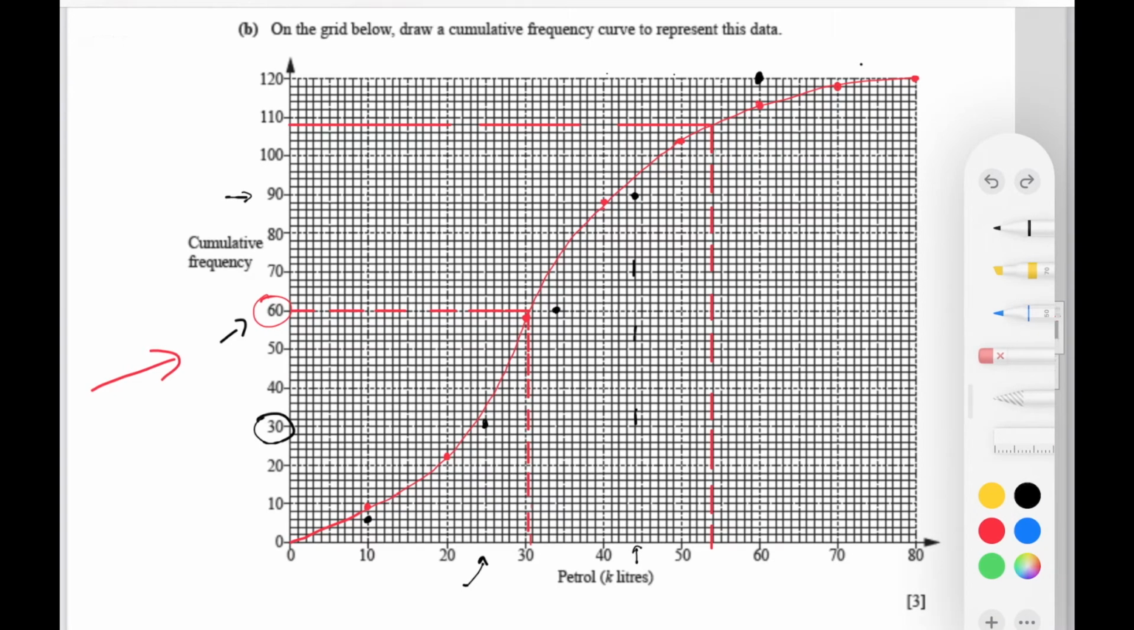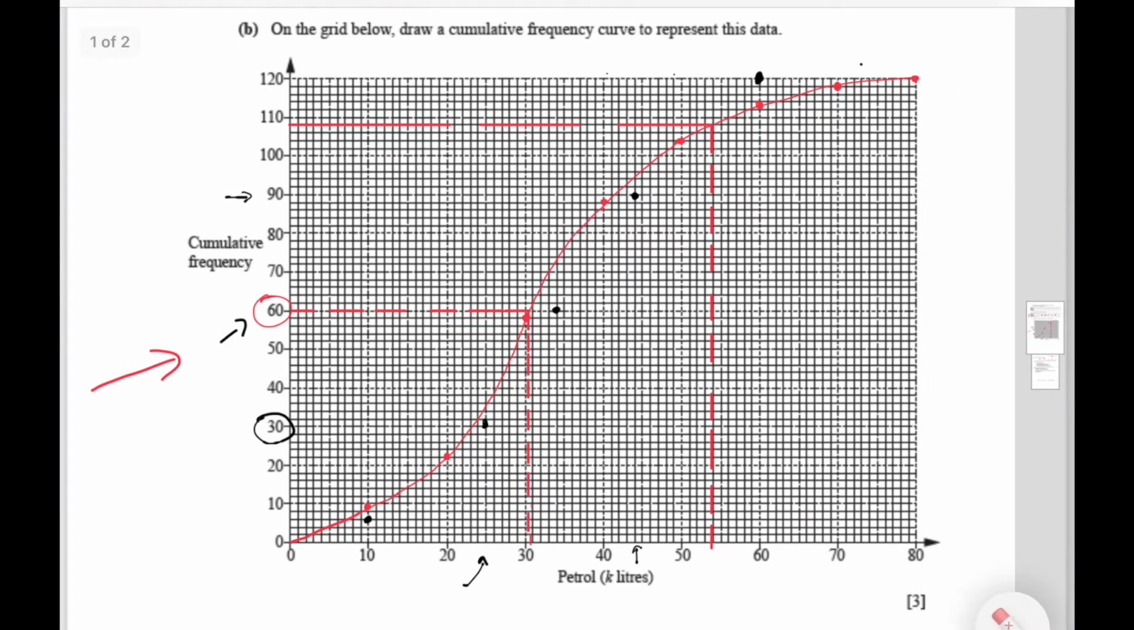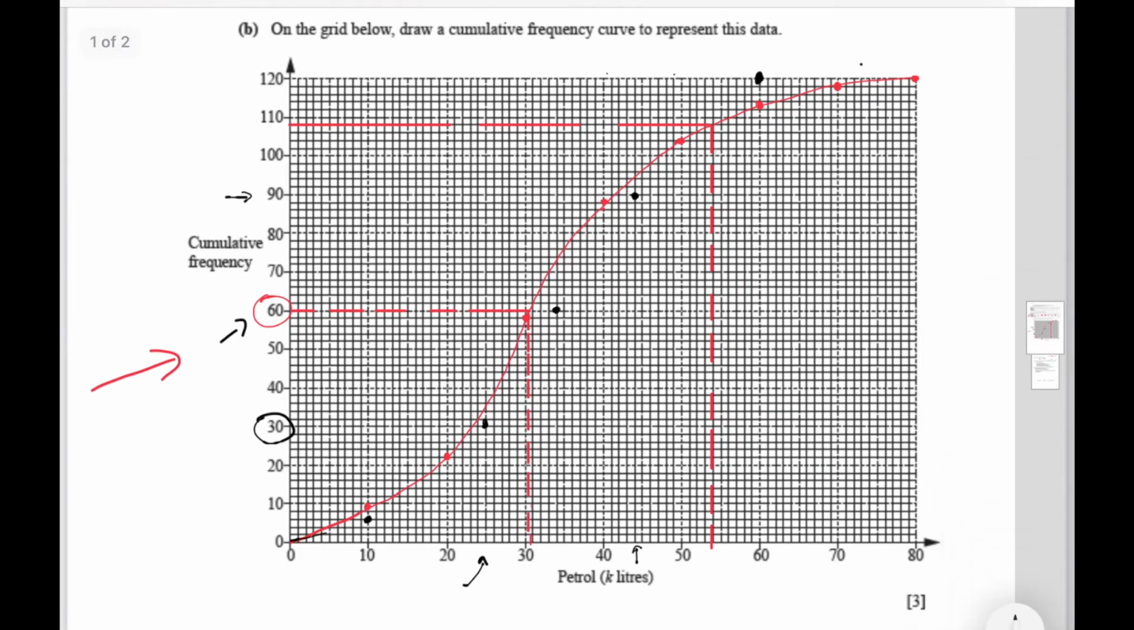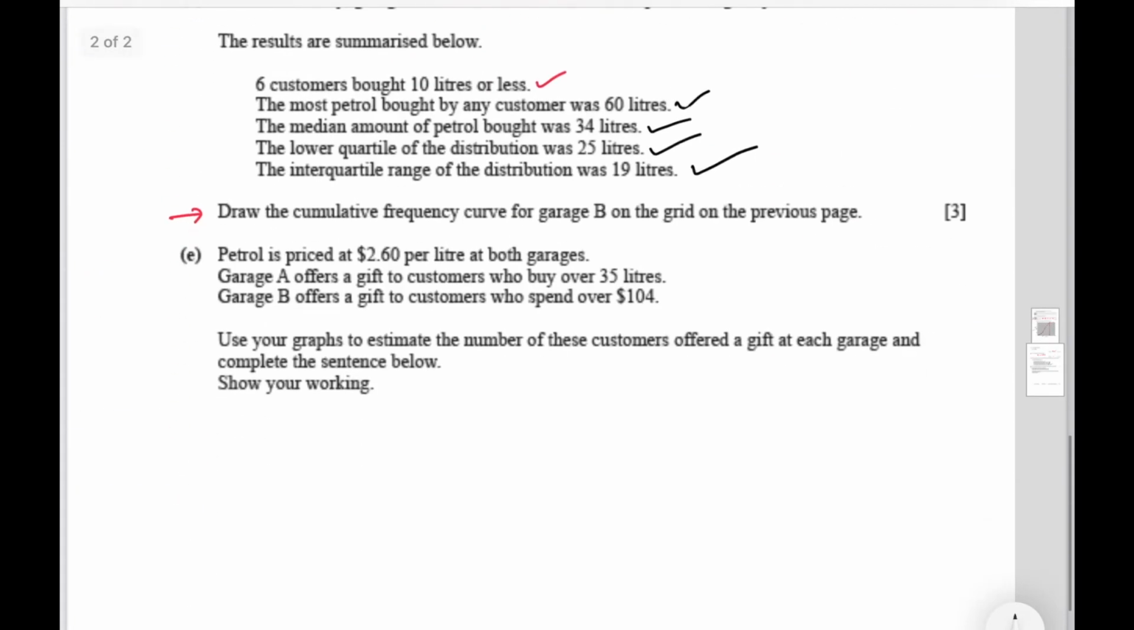Okay, so we have plotted all the points. Let's connect them through a single line. So this curve will also start from 0. It would go somewhat like this. And it will get connected at 90 over here. Okay, looks like a much straighter curve than the red one. Let's move on. So you've done this part.